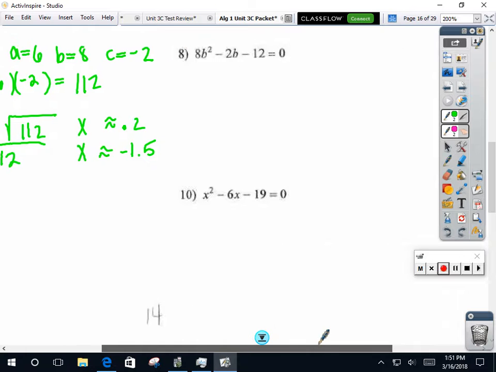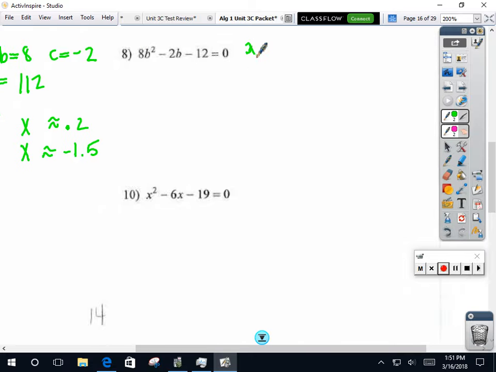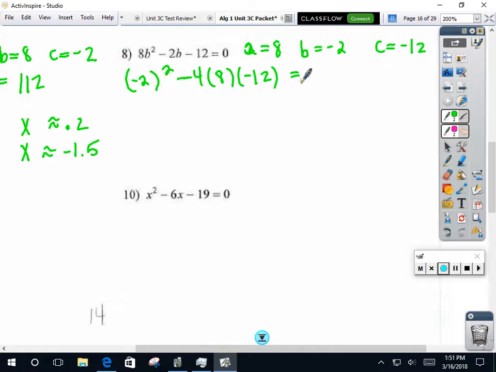All right, number 8. What is the A? What is the B? And what is the C? So you'll do B squared minus 4 times A times C, which is negative 2 squared minus 4 times 8 times negative 12. And what does that become? 388. And since that's the number greater than 0, you're going to have how many solutions? 2. So it'll start out x equals what, Josh?